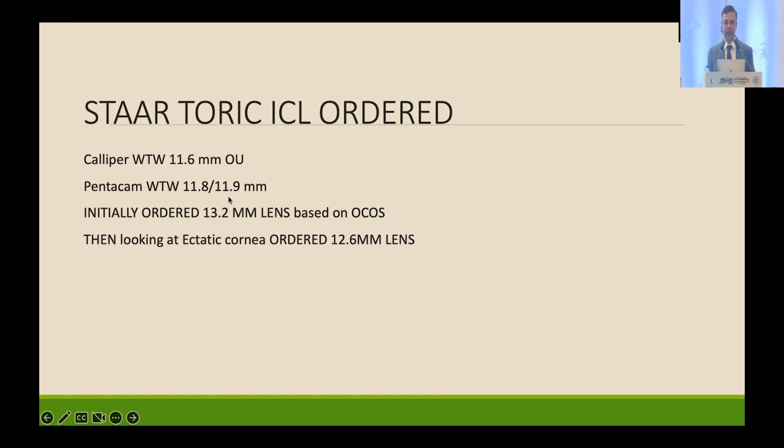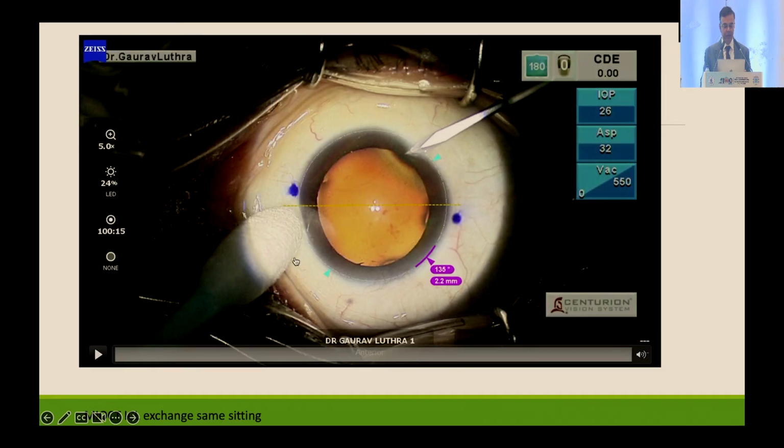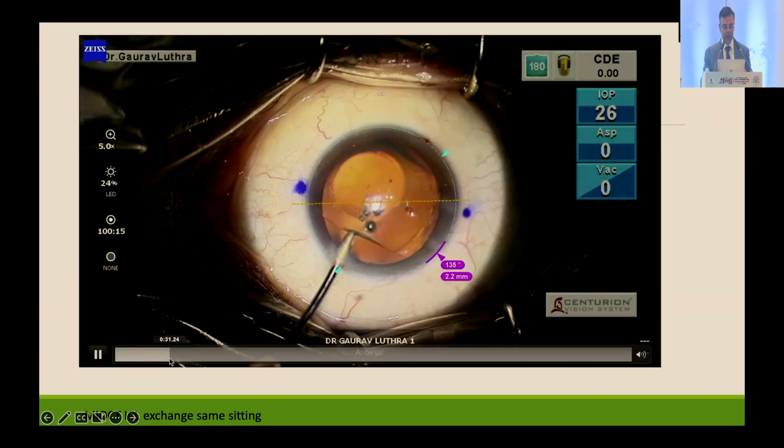So it was a dilemma, and as with keratoconic eyes, you have artificially increased AC depth. So we decided to go with the 12.6 lens instead of the 13.2, which the Pentacam white to white was suggesting. And as we went ahead with the surgery, it was straightforward.